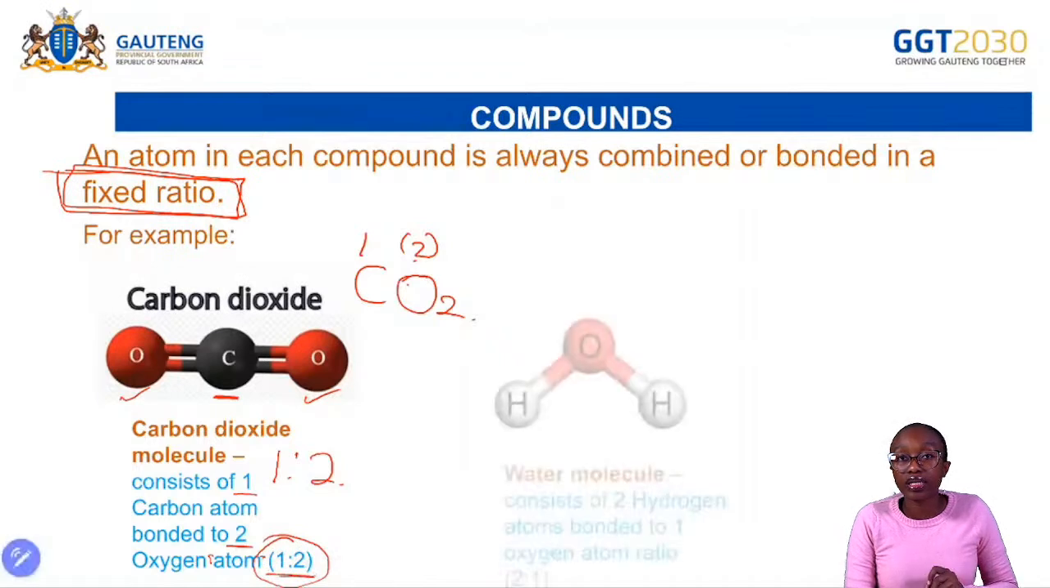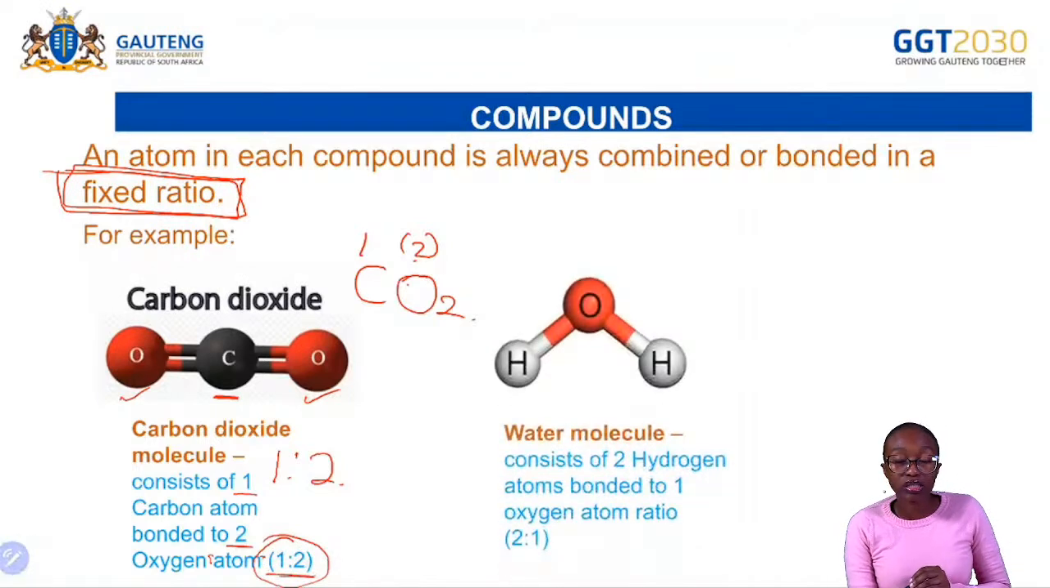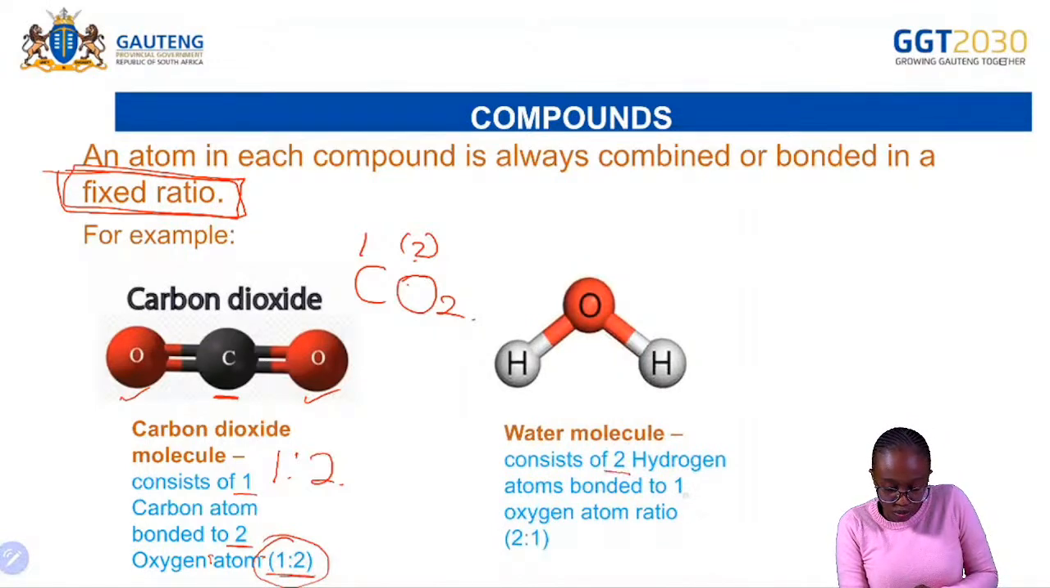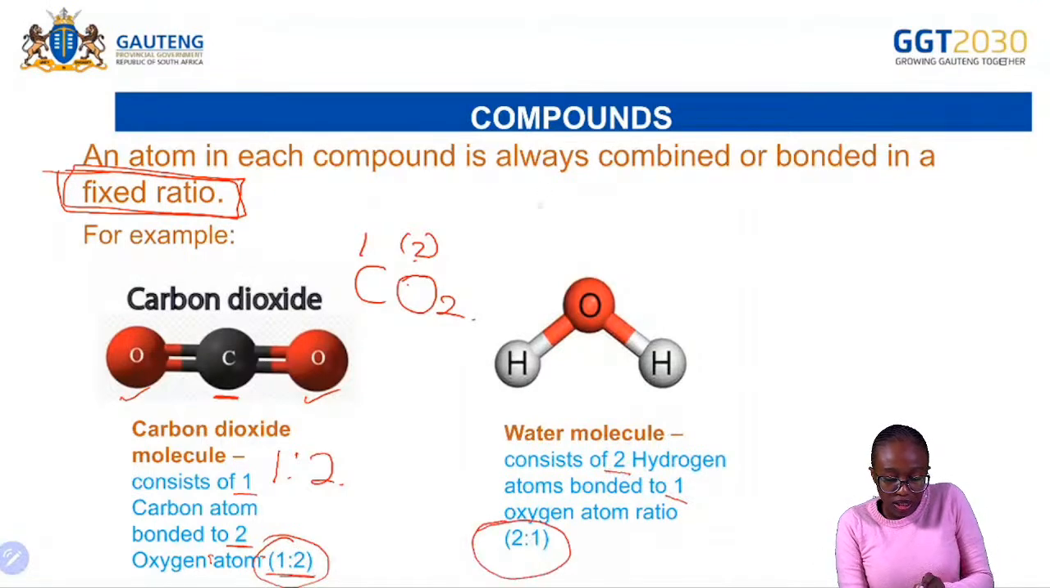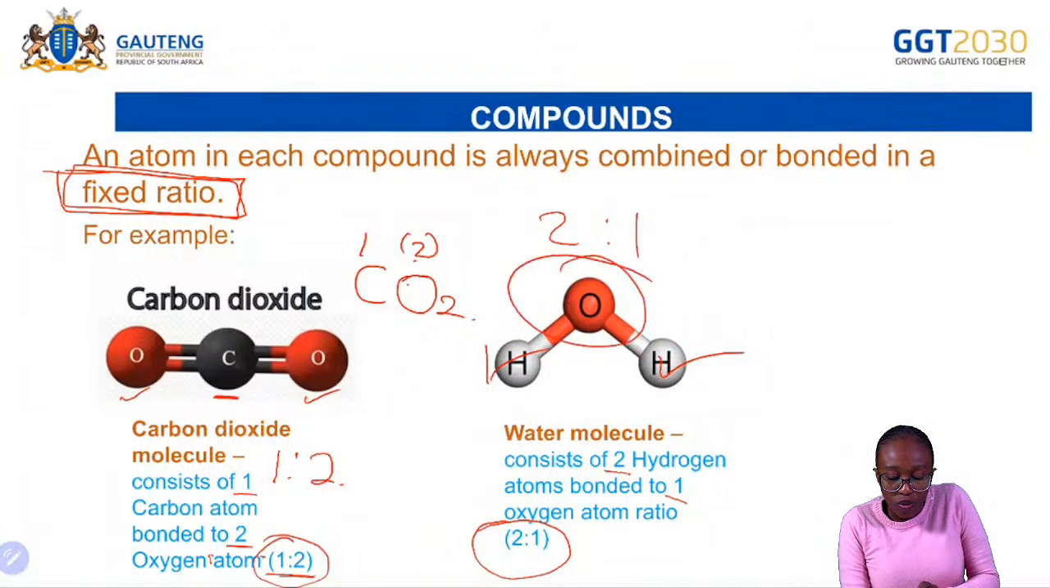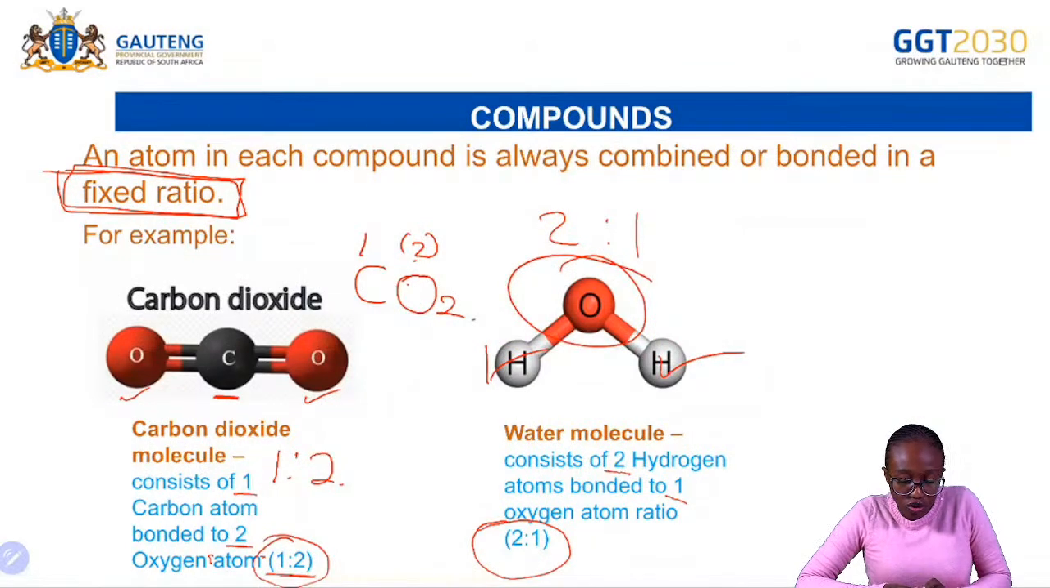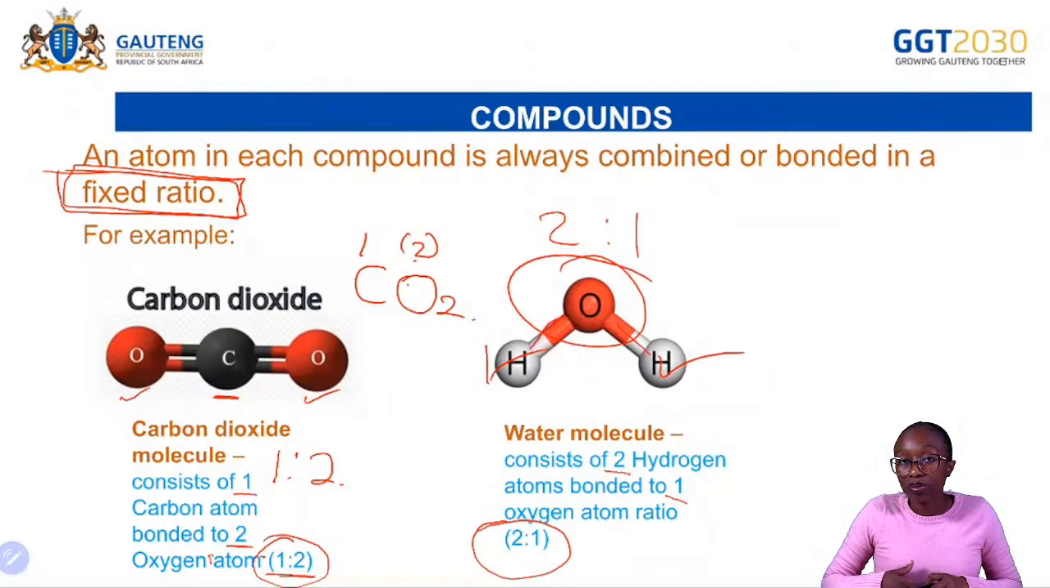And then our second example, which we've been using quite a lot, is the water molecule. The water molecule consists of two hydrogen atoms that are bonded to one oxygen atom, thereby giving us a ratio of 2 is to 1. Where is the model? Here's the model. There's one hydrogen atom, and then there's the second hydrogen atom, and then they are both bonded to the oxygen atom. These lines represent what? They represent the chemical bond. What is the chemical bond? The chemical bond is the force that holds atoms together, be it in a molecule or in a molecule of a compound.